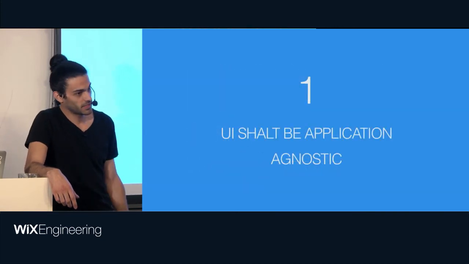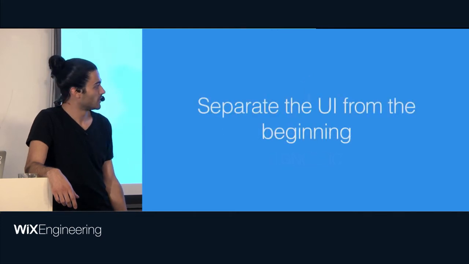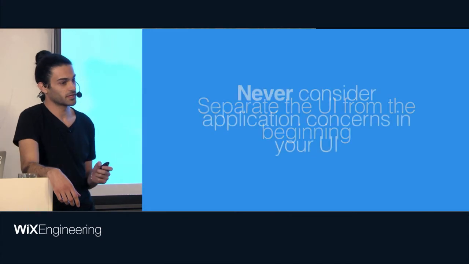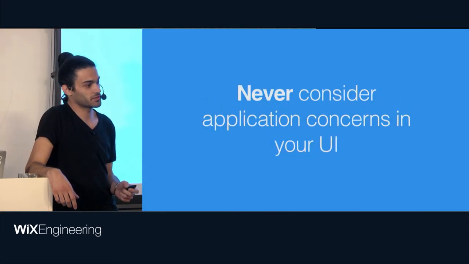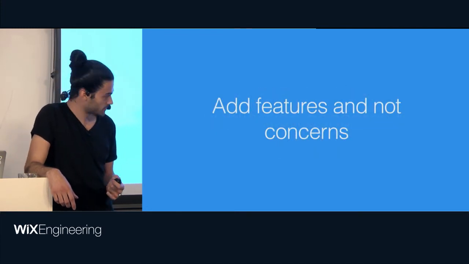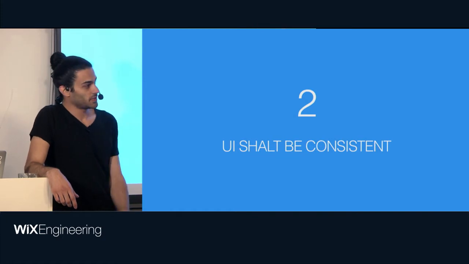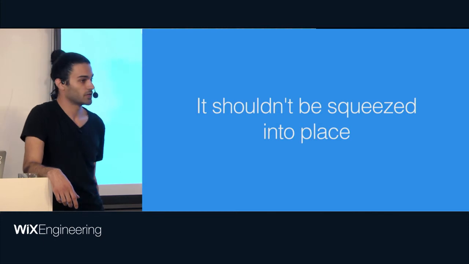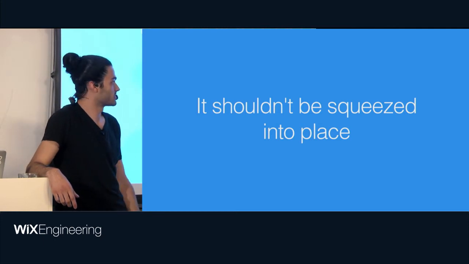So UI shall be application agnostic, meaning from the beginning you should separate your UI from application, and you should never ever consider using any application concerns in your UI. You should add features rather than concerns. Your UI should also be consistent, meaning it should look the same everywhere. It shouldn't be squeezed into place every time you use it.